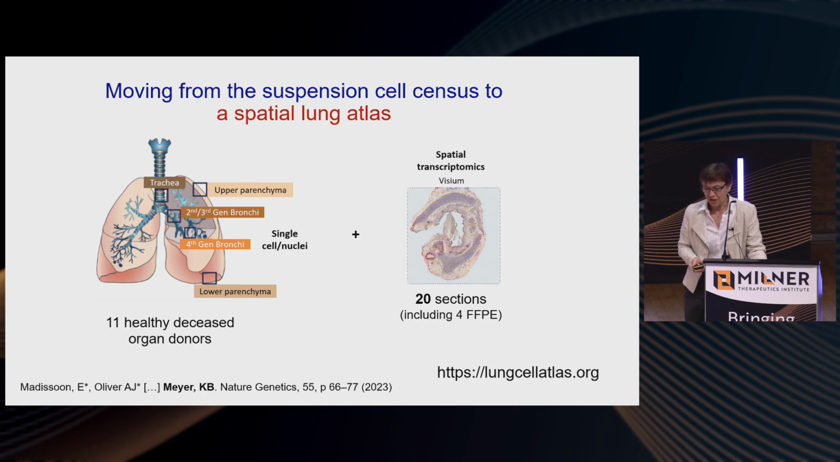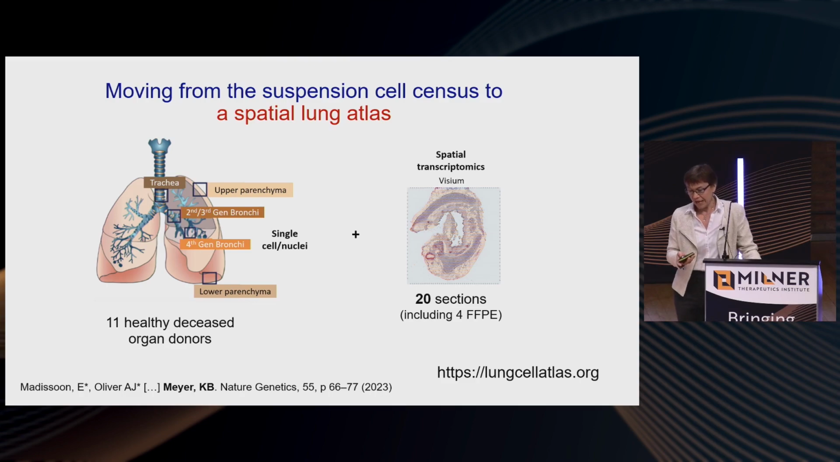So the way we set up our study is to sample macroscopically in a number of different locations, trachea, different size bronchi, and then upper and lower parenchyma, and then carry out single cell and single nuclei sequencing, but then complement that with also microscopic analysis where we're doing spatial transcriptomics with Visium. And this work was actually published last year, and the two postdocs really driving the analysis and the experiments were Elo Madhusoon and Amanda Oliver.